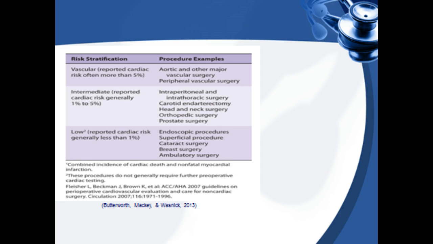This table outlines risk stratification. Aortic and peripheral vascular surgery are in the high-risk surgery category at greater than 5% risk. This means MI or cardiac-related death. Carotid endarterectomy and most endovascular procedures are in the intermediate risk category with a cardiac risk of 1 to 5%.